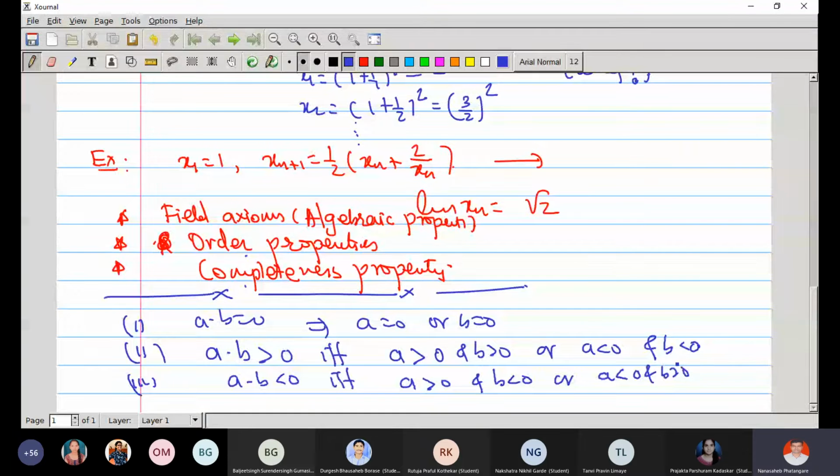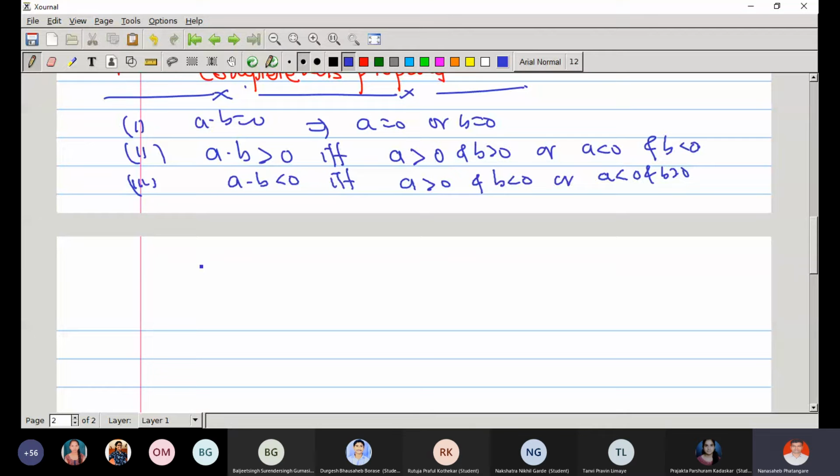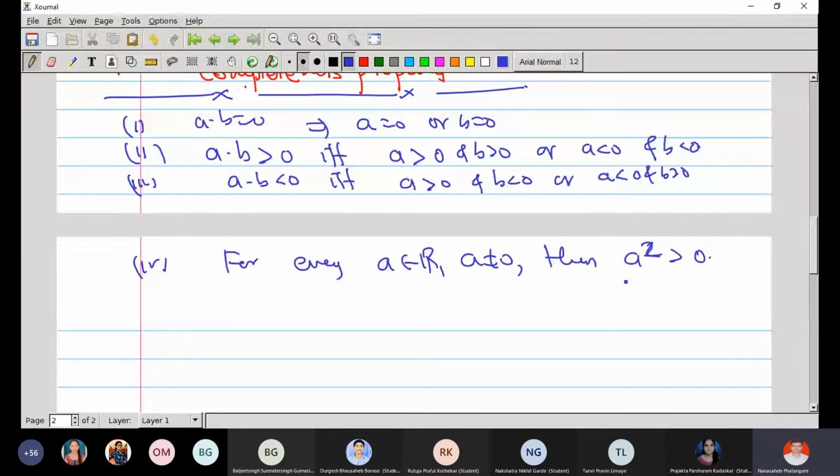Product of two real numbers is negative if and only if one is positive and the other is negative, that is, A is negative and B is positive, or vice versa. Similar to these properties, one important property is: for every A belongs to R, if A is not equal to 0, then A square is positive. Square of every non-zero real number is positive. This is the main point for us now.